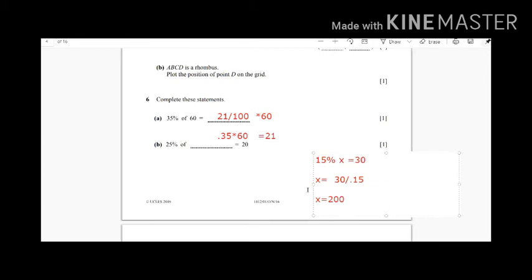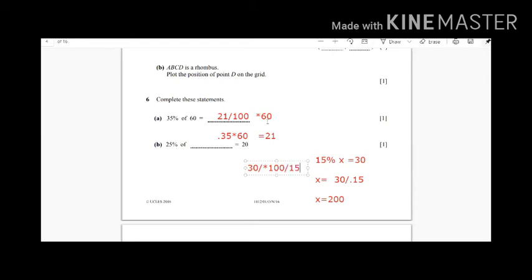Yeah, 200. But how will you get 200 if you say I don't want to use a calculator? So without a calculator, how do we do it? I tell you now. This 30 divided by 15 divided by 100. When you shift 15 divided by 100 to the right side, you write multiplied by 100 and divided by 15.